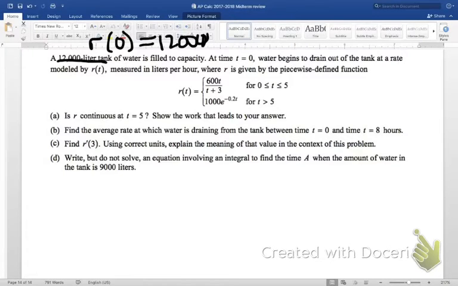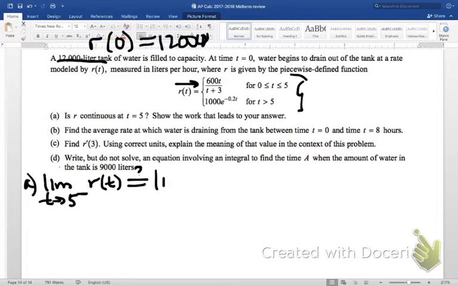At time 0, water begins to drain out at a rate modeled by this piecewise defined function. So is R continuous at 5? Well, think about continuity. Your definition, R of 5 exists, and it does. You can plug 5 into here and get an answer. The limit exists. So let's look at that. Your limit as t approaches 5 from the left of R of t, does that equal the limit as t approaches 5 from the right of R of t?